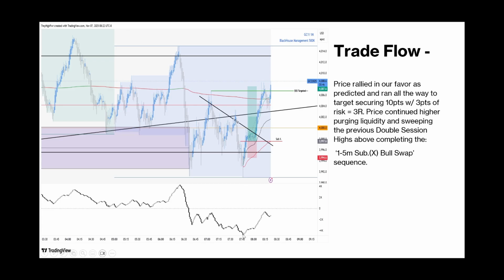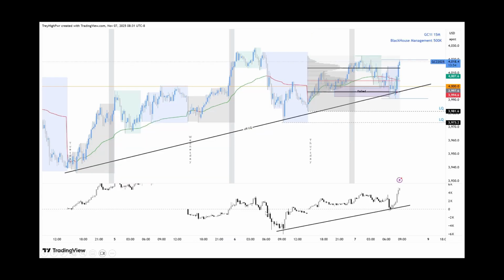Look at the CVD. Look at how the CVD rose. Look at all that volume. Buyers in our favor. Beautiful. We made 10 points, but price continued to rally, getting ready to come and sweep out London, New York, yesterday's New York session and yesterday's London session.